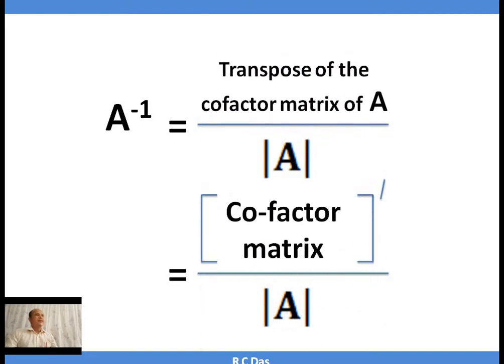So what is the transpose of the cofactor matrix? This can be written like this: the cofactor matrix is a matrix where we have written one dash. This is the indication of the transpose of a matrix. So that is why A inverse is equal to the transpose of the cofactor matrix divided by the determinant value of A.